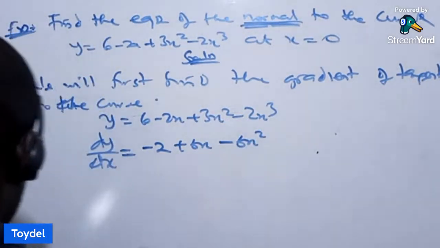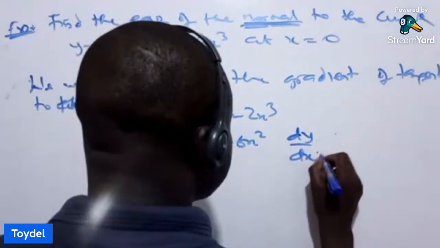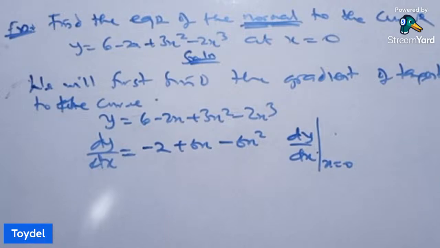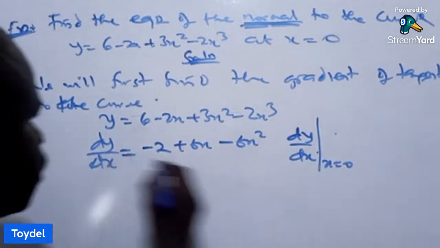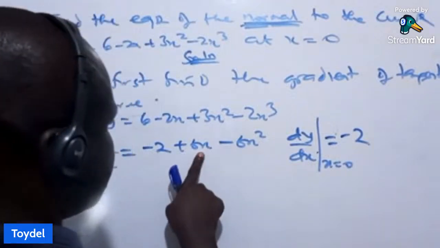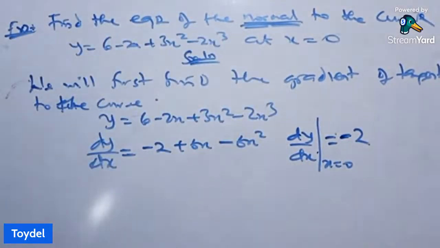Then that's what we are going to get. Then we substitute dy/dx at s equal to 0. We need to check that as s equal to 0. So if we do that, we are going to get minus 2 at s equal to 0. Here will be 0, this place is 0. So that is going to give us minus 2.